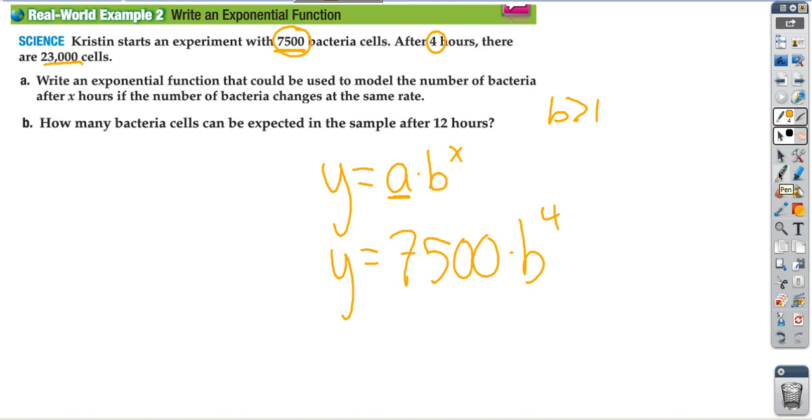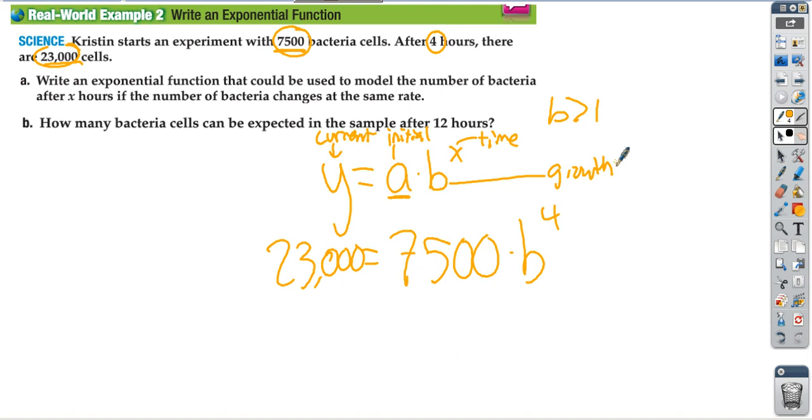And then Y is the current amount, and the current amount is 23,000, so we can plug in 23,000 for Y. Let me label that for you. Current amount is Y, initial amount is A, and this stands for time. And this is the growth or decay factor, depending. In this case it's growth because the bacteria are getting a bigger number. So what we need to do is find B. How can we do that?